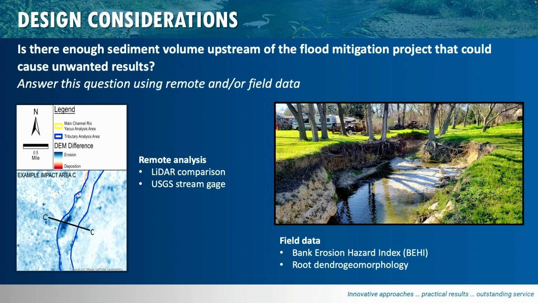I'd like to make a plug for this root dendrogeomorphology investigation, which is cutting edge science, and that's a pun intended, because you go out and you actually cut into a tree root, an exposed tree root, and the difference in the anatomical structure of that tree root tells you how long that erosion process has been going on. And then from that, you can determine the volume of sediment moving through the system.